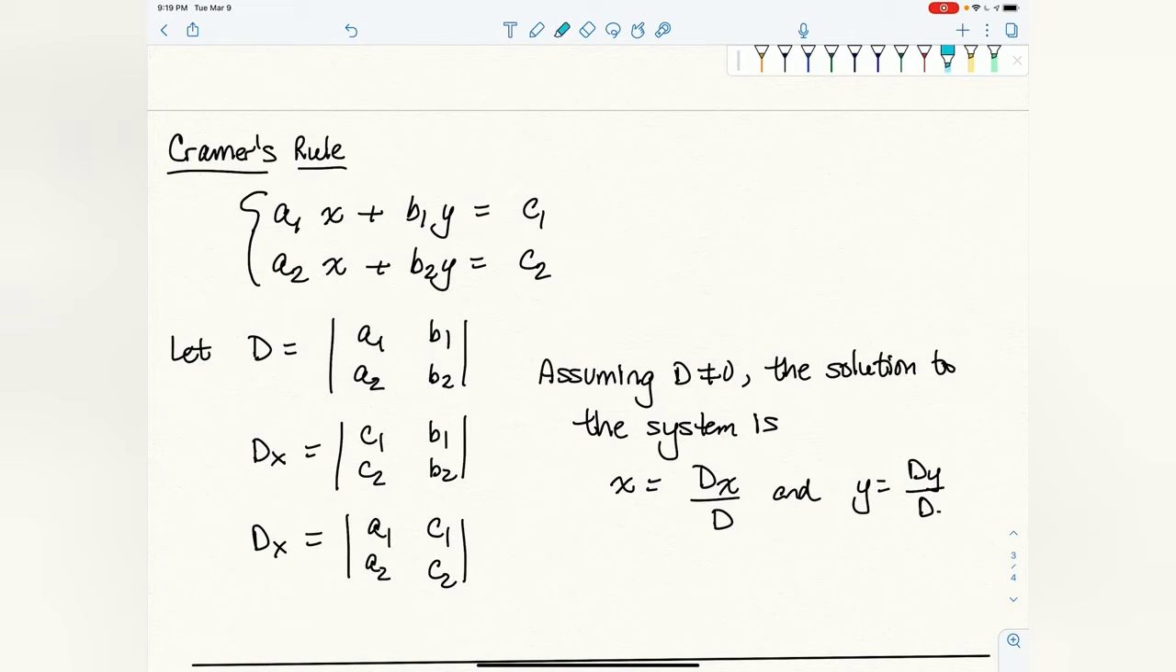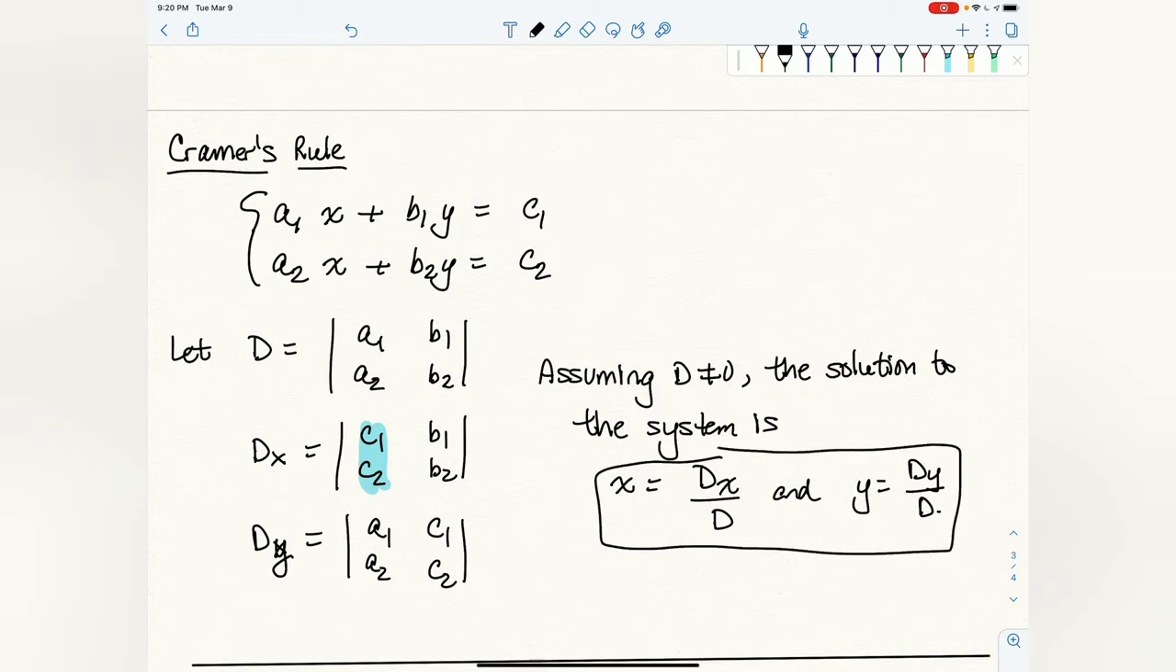Dx, as you notice, we replace the x column with the right-hand side constants, c1 and c2, and find that determinant. And Dy is the determinant where the first column stays the same, but then the y column is replaced with c1 and c2. And once we evaluate those determinants, assuming that D is not equal to 0, the solution to the system is x is equal to Dx over D, and y equals Dy over D.